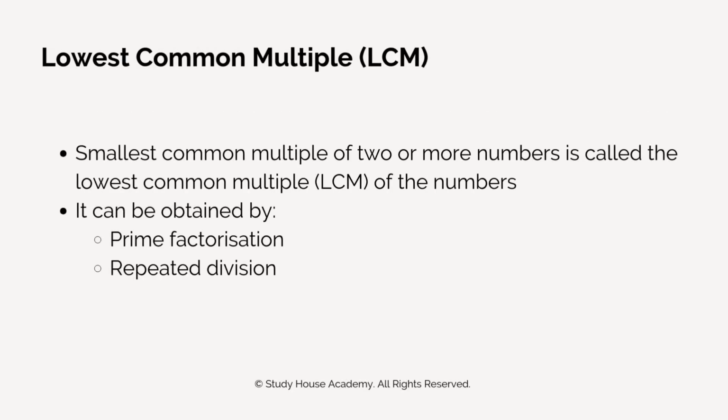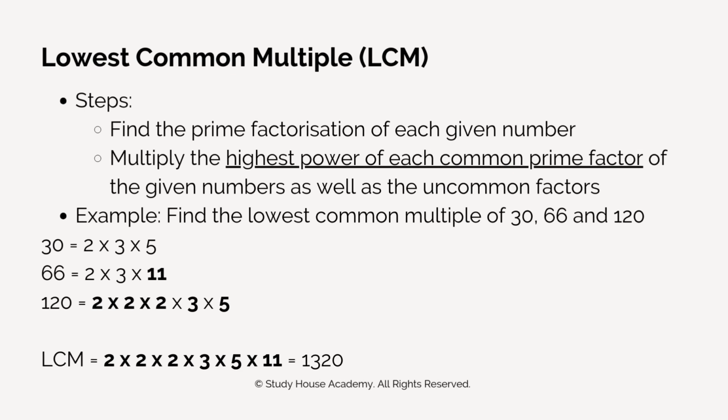The smallest common multiple of two or more numbers is called the lowest common multiple. It can be obtained by prime factorization or repeated division. First, we find the prime factorization of each given number. Next, we multiply the highest power of each common prime factor of the given numbers as well as the uncommon factors. Find the lowest common multiple of 30, 66, and 120. We find the prime factorization of 30, 66, and 120 respectively. Then we multiply, which gives us 1320.